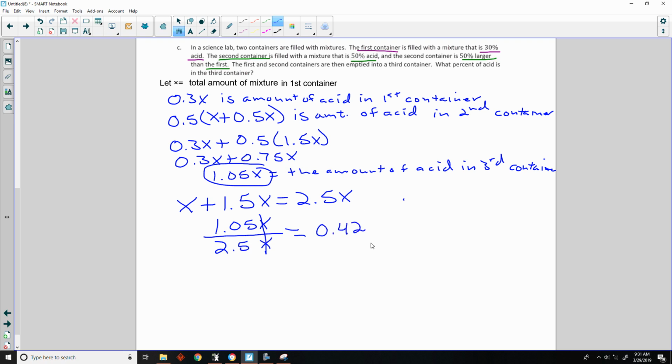Okay, 0.42. Had a little problem with my computer there, and I thought I paused this for that delay, but I guess not. All right, sorry for the delay. The suspense was killing you, I'm sure. So now we end up with 42% is the percent in the third container.